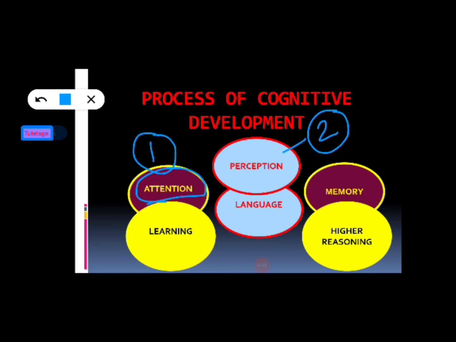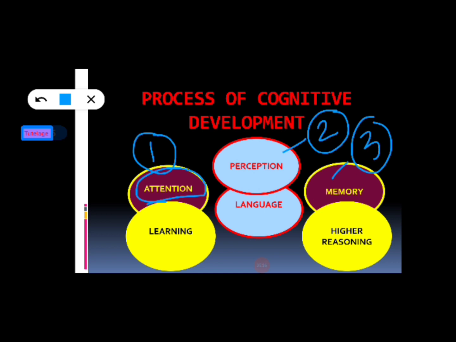So, the first stage is attention. Attention indicates the process of selecting something. The next stage is perception. Perception is the process of capturing information from the environment. The third stage or third process is memory. So the first one is attention, the second is perception, the third is memory.